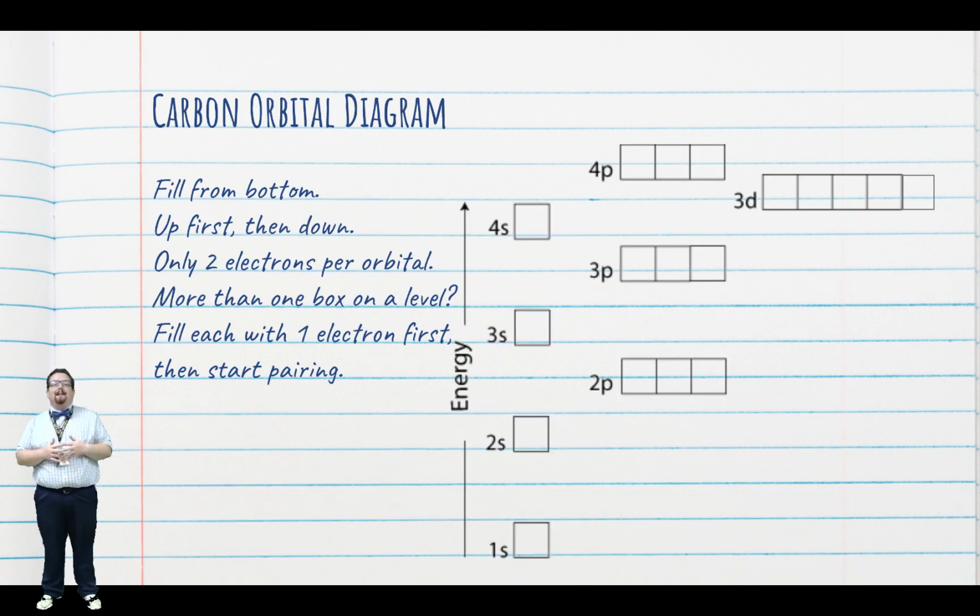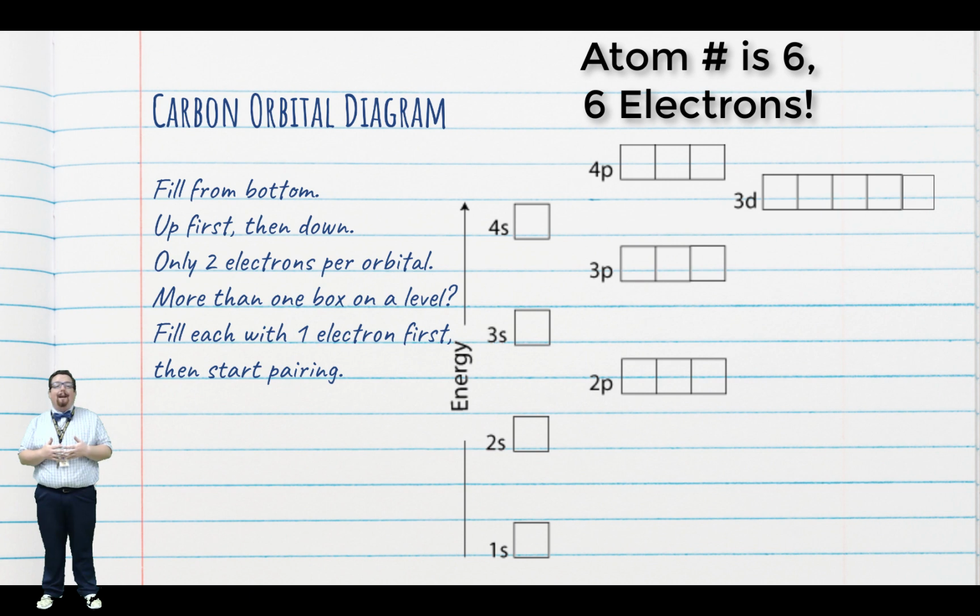So let's practice this. Our rules are written here on the left. Carbon has the atomic number 6, so an atom of carbon has 6 electrons. Filling in our arrows, we get one up and one down electron in the 1s orbital. We go one up and one down electron in the 2s orbital. And that leaves us with 2 more electrons to place.